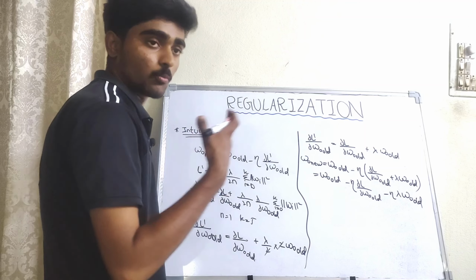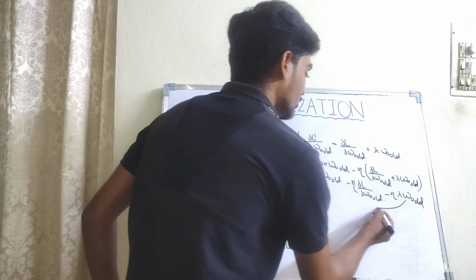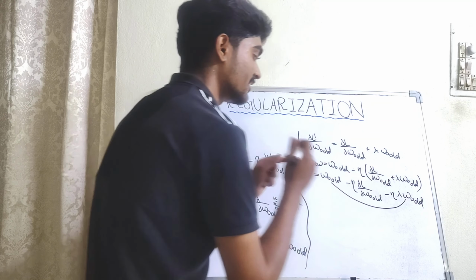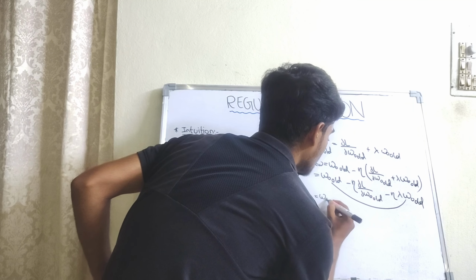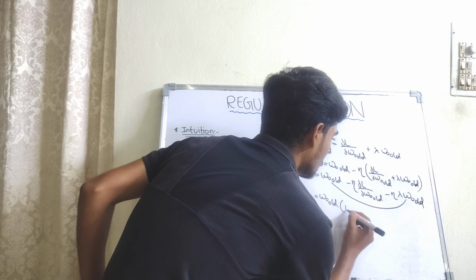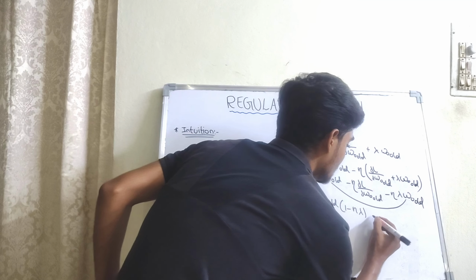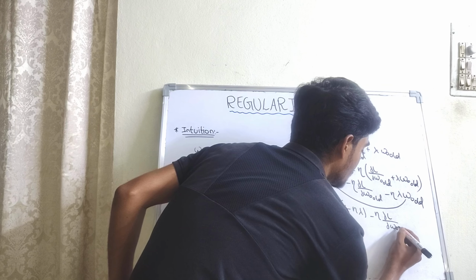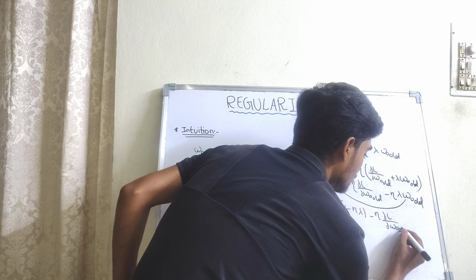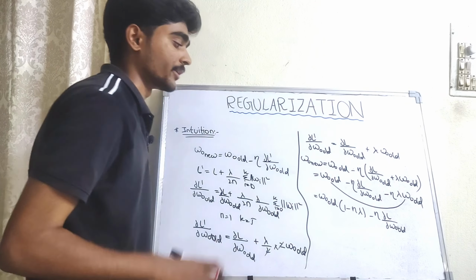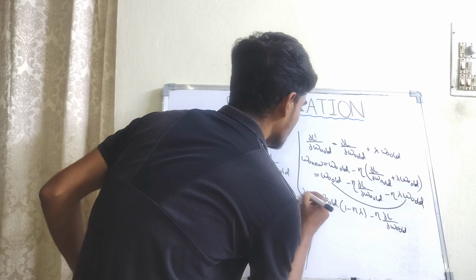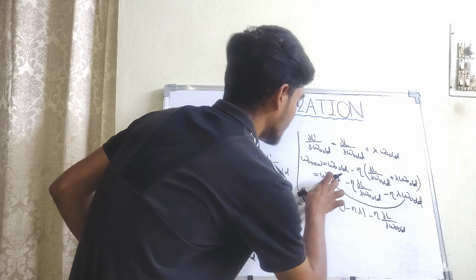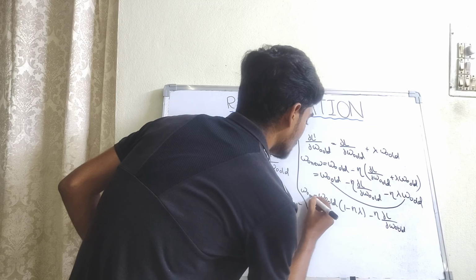Now what I am doing is taking common from these two terms, that is w naught old. This becomes w naught old into 1 minus n lambda minus learning rate dou L by dou w naught old. Now this is my w naught new, this is my entire w naught new.